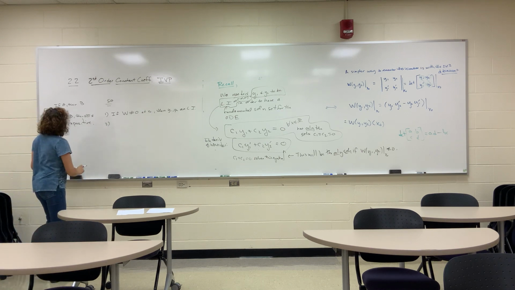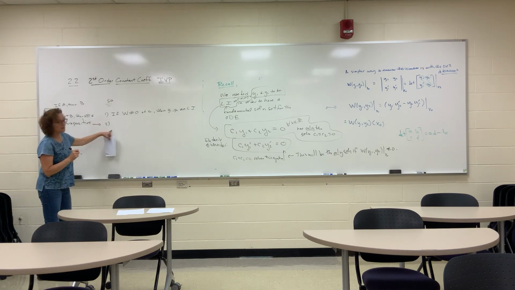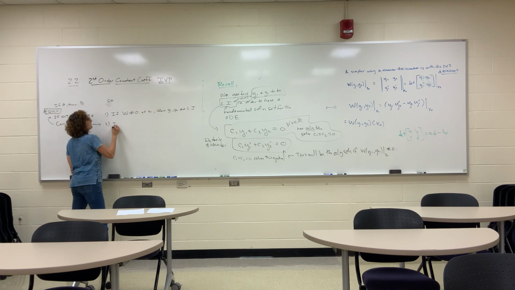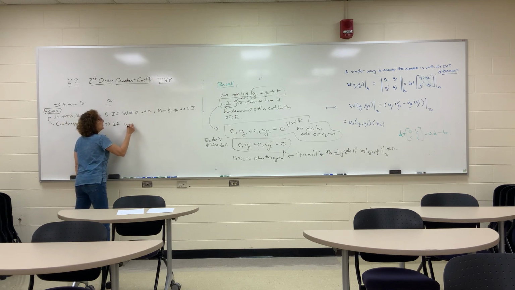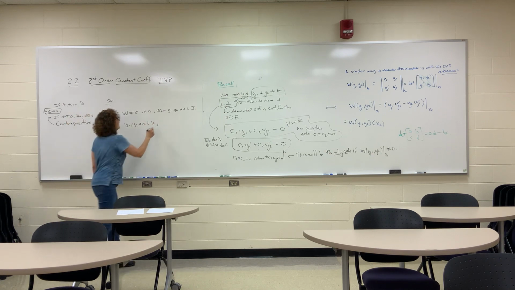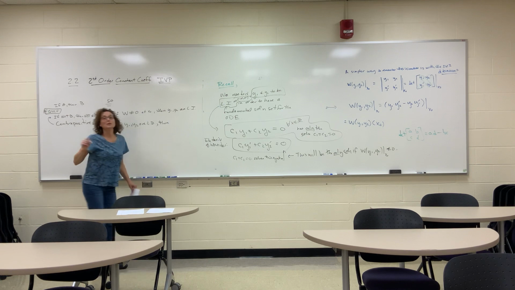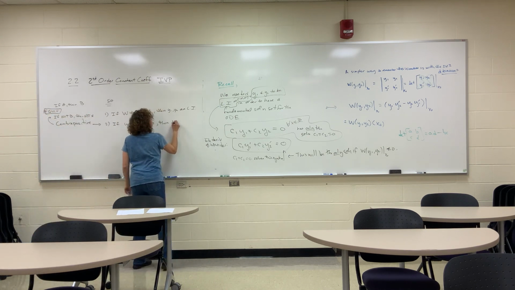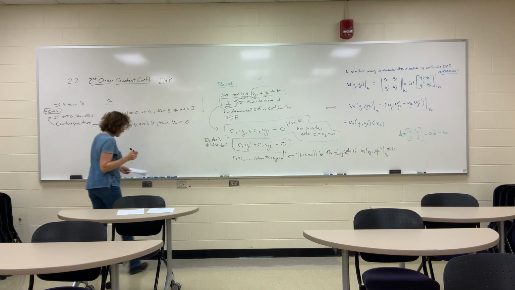So you guys tell me, what does the contrapositive say we can also guarantee? What does it mean for y1 and y2 to not be linearly independent? If y1 and y2 are not linearly independent, so they're linearly dependent, then what? Then the Wronskian is going to be 0.